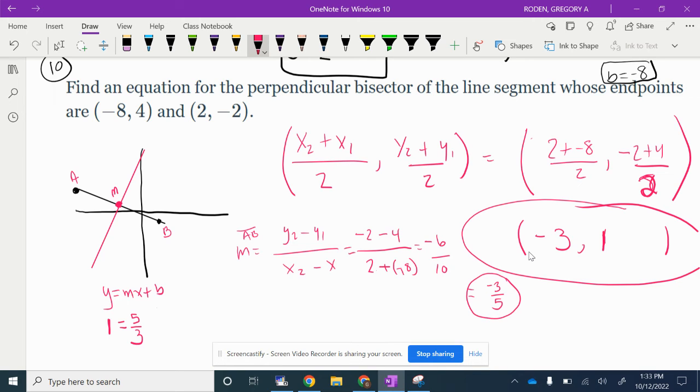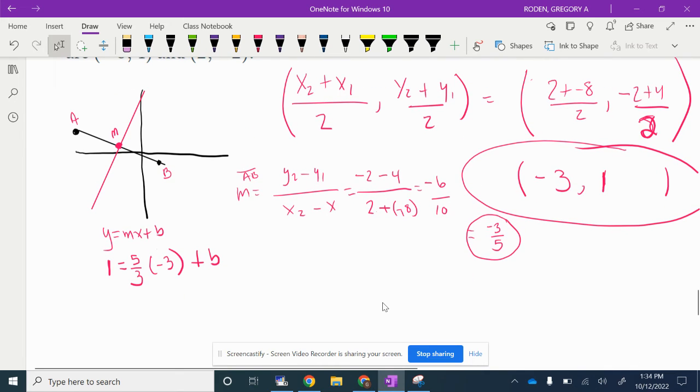Perpendicular slope. Very good, Ben. X will be -3, plus b. Does everyone see that? Can you simplify that 5/3 times -3? What would that be, Ben? That will be -5. So 1 equals -5 plus b. You guys see why that's -5? Because the 3's cancel. What's next? Then we will add 5 to both sides. So b equals what? B equals 6.